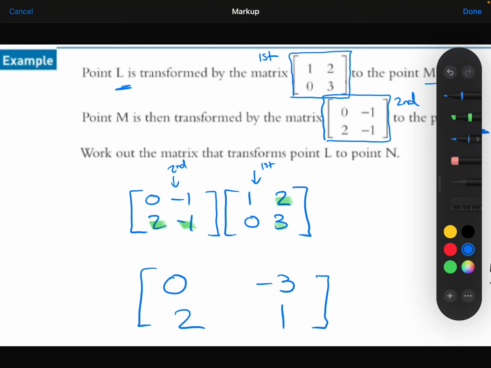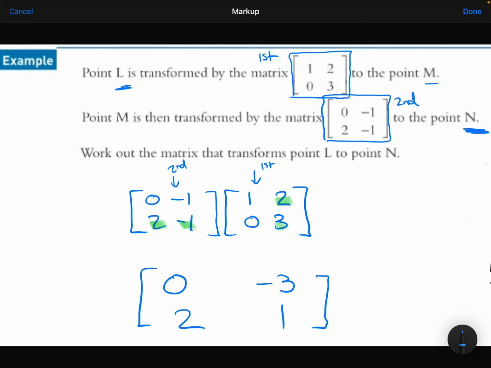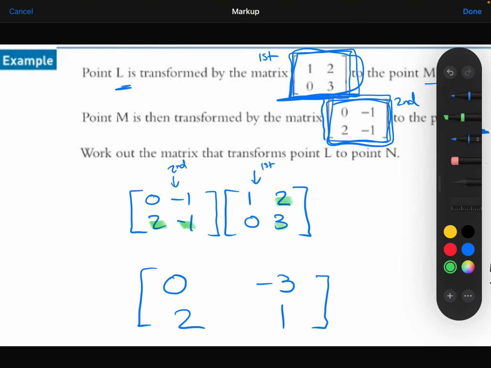So this matrix 0, minus 3, 2, 1, applying this matrix is equivalent to me doing this matrix first, getting my answer, and then multiplying by this matrix afterwards. So just to repeat, the most important thing in this process is this is the one that happens first, this is the one that happens second.